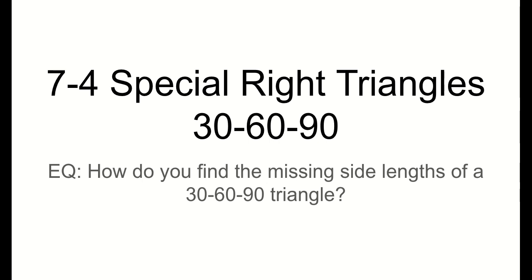So today we are looking at the second of our two special right triangles. And this is the 30, 60, 90 triangle that we will be looking to see how we find the missing sides of. So for your central question, I want you to answer, how do you find the missing side lengths of a 30, 60, 90 triangle?